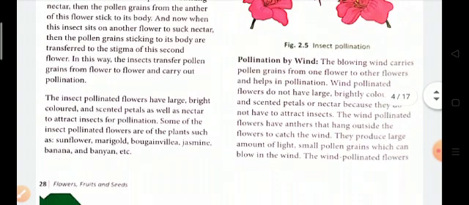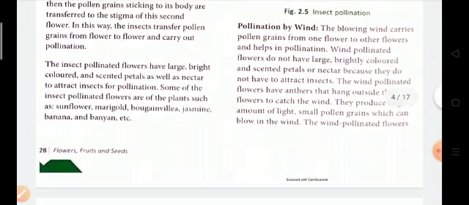The insect pollinated flowers have large, bright colored and scented petals as well as nectar to attract insects for pollination. Here are examples of insect pollination: sunflower, marigold, bougainvillea, jasmine and banana.